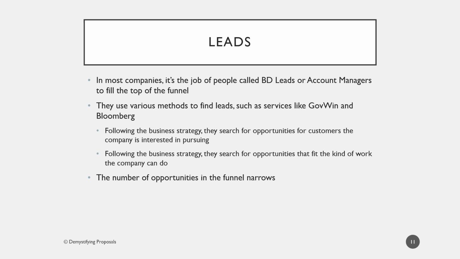Continuing down the next phase of the funnel, there are leads. In most companies, it's the job of people called BD leads or account managers to fill the top of the funnel. And then they use various methods to find leads, like GovWin or Bloomberg. Following the business strategy, they search for opportunities for customers the company is interested in pursuing. And following the business strategy, they search for opportunities that fit the kind of work the company can do. Those two elements of that quad chart we just looked at. The number of opportunities in the funnel has now narrowed.